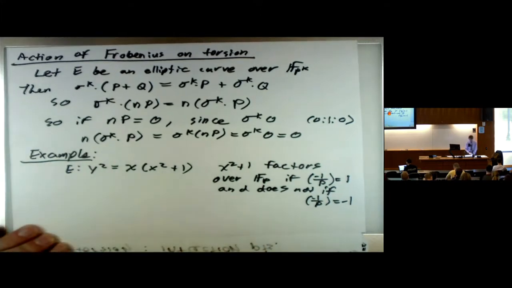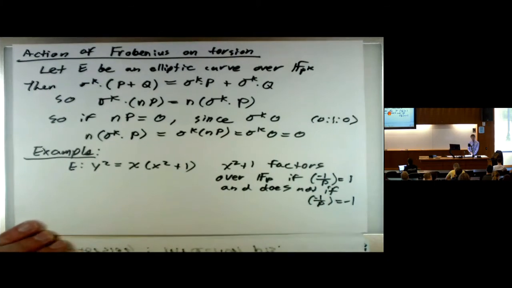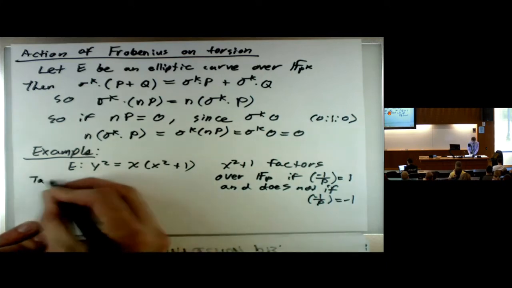So for an interesting example here, what we want is a prime congruent to 3 mod 4. Because if I pick something where I have full torsion over F_p, well, Frobenius is going to be acting trivially on it. It's not going to show you anything. It's just going to send each of the 2-torsion points to themselves. We want something a little bit more interesting than that. So I'm going to take p equals 3.